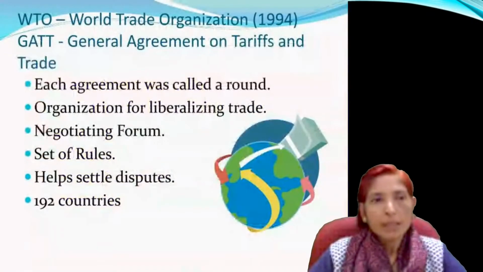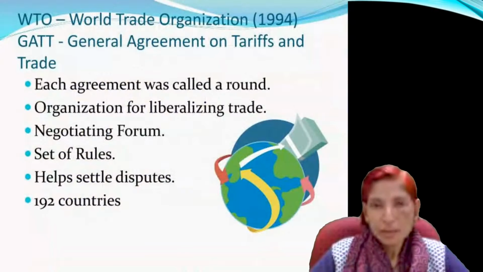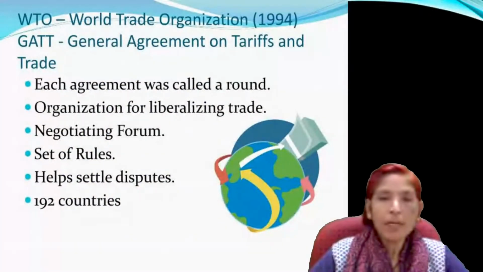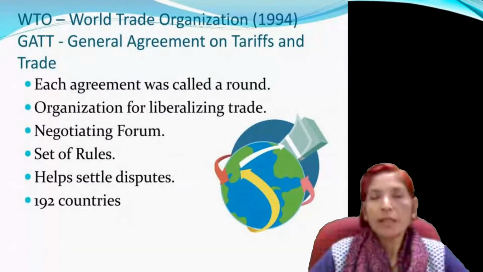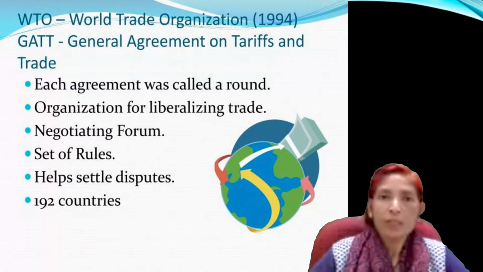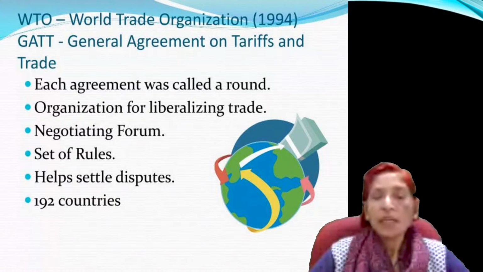And WTO was made in 1995, World Trade Organization. Earlier it was known as GATT, General Agreement on Trade and Tariffs, which was made in 1947, and India was the founder member of GATT. In this, each agreement was called a round.